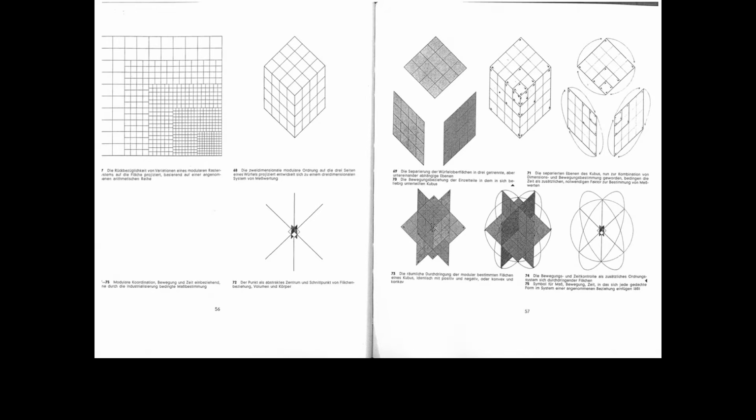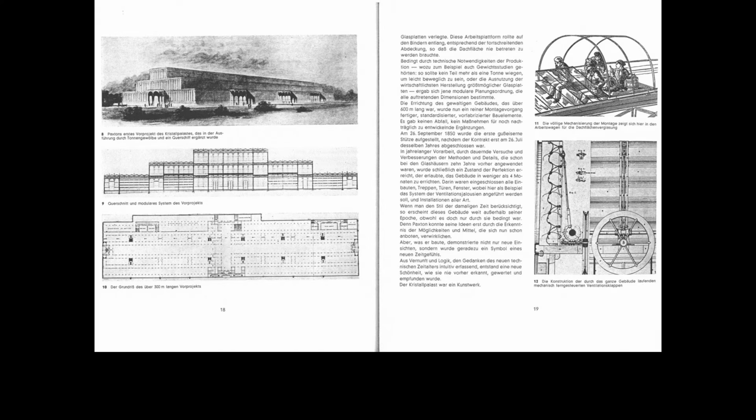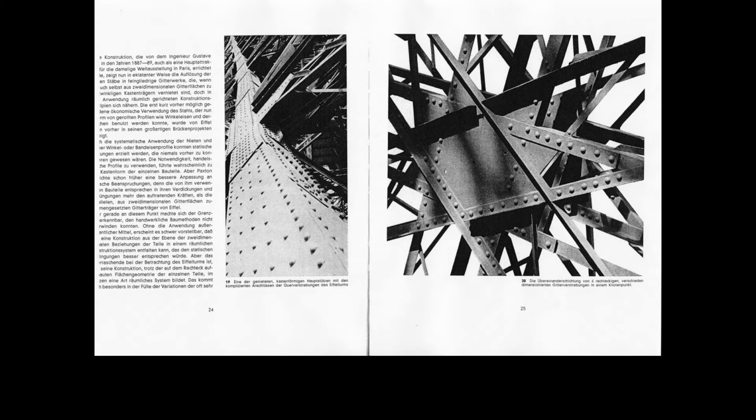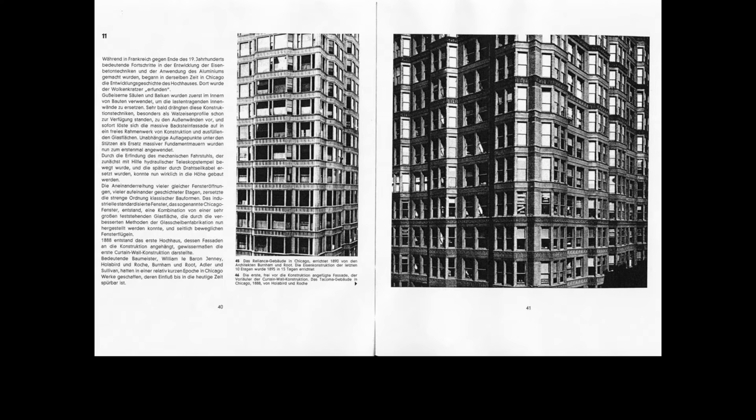Konrad Wachsmann came from the idea of prefabrication. But he followed up prefabrication from its beginning in the 19th century. In this case, for example, with Paxton's Crystal Palace, or with the Eiffel Tower, or even with the United States early high-rises.